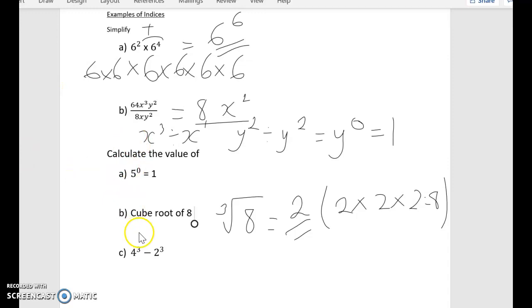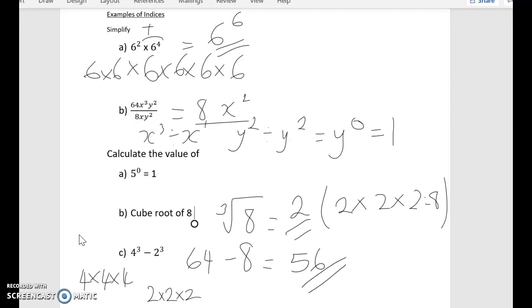First of all, we need to work out the value of 4 to the power of 3. So we're working out the value, so we have to work it out. 4 times 4 times 4. Well, 4 times 4 is 16. 16 times 4 is 64. And then we're taking away the second one, which is 2 times 2 times 2, which is 8. So we're taking away 8. And then you take those away and you get 56 as your final answer.